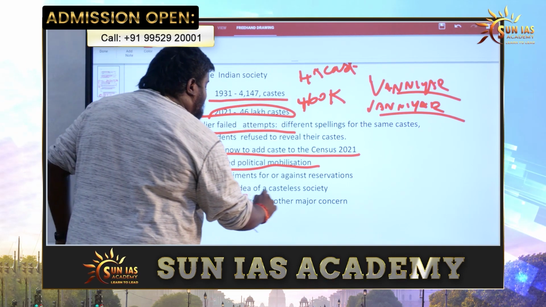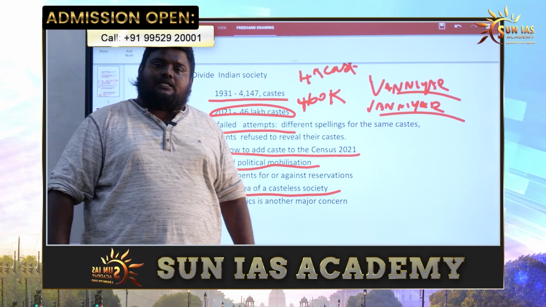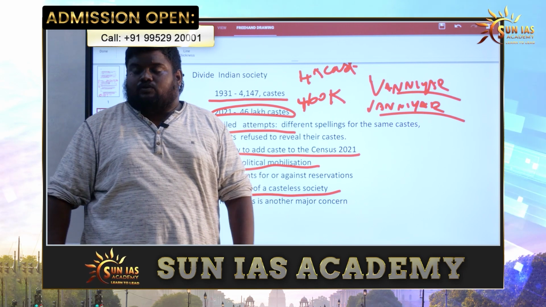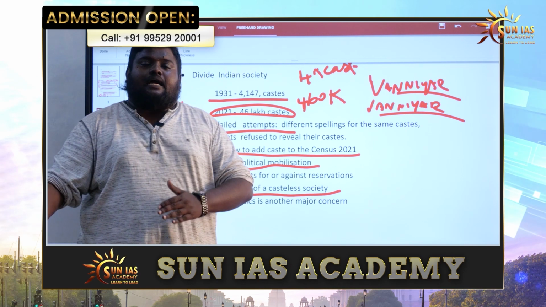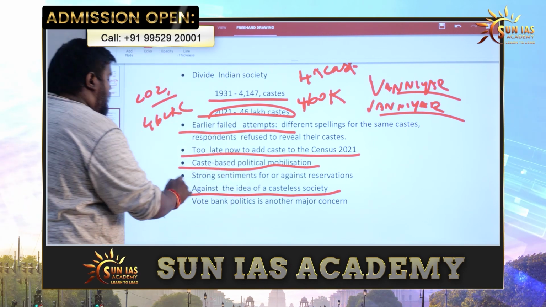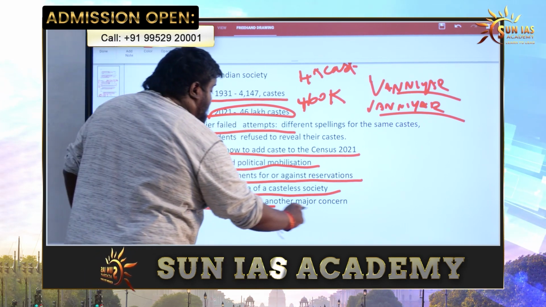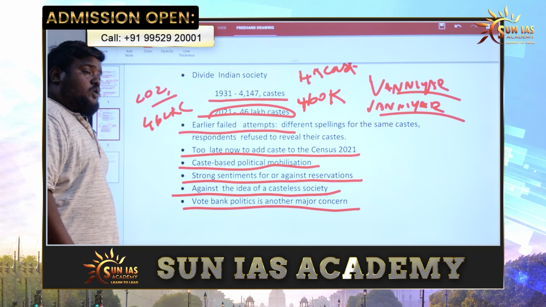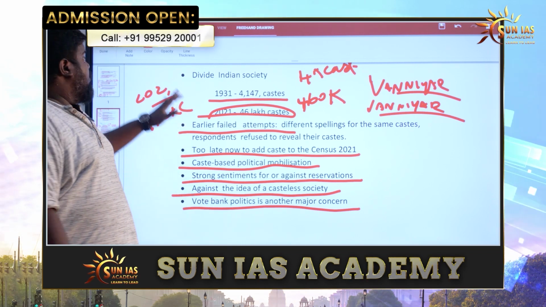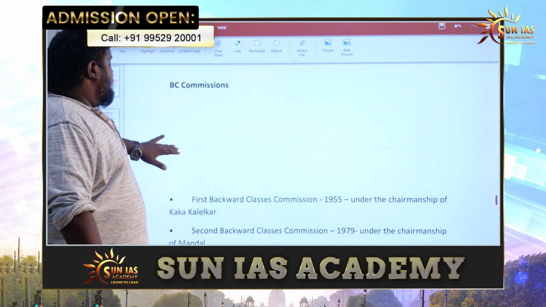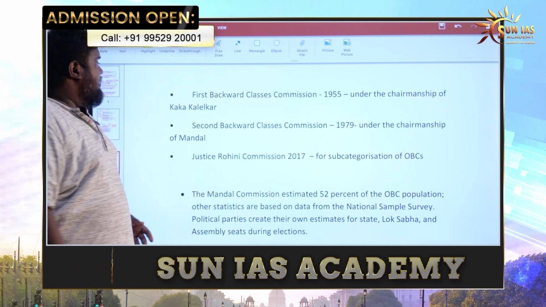And it is against the idea of a casteless society. Even though we continuously speak about a casteless society, one section of the society wants the caste census to be taken. So we are against the idea of a casteless society also, and there are strong sentiments against reservation. See, vote bank politics is another major concern, because as I said earlier, today's politics runs on the caste vote bank only. So these are the major concerns or challenges for the caste based census as well.